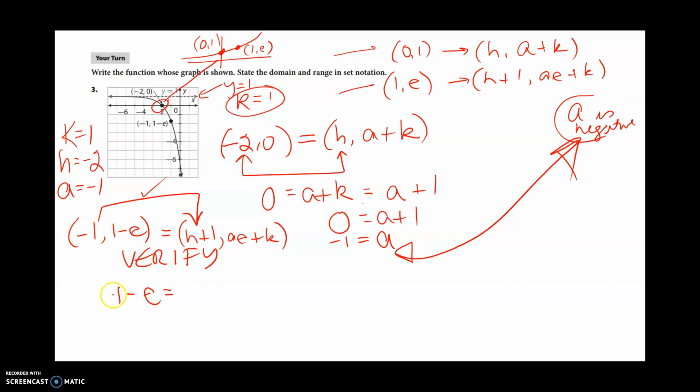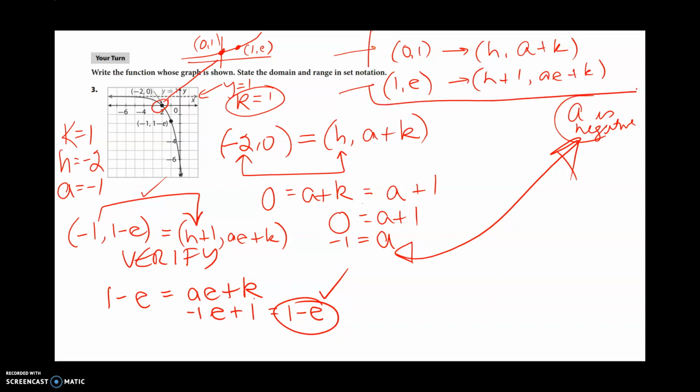Then over here, 1 - e, a is -1. So I missed the -1 there, didn't I? Oops, let me get this right. Do it like this: 1 - e equals ae + k. a is -1, so -1e + k. k is 1. Notice this is 1 - e. It works, doesn't it? So we were able to take 2 points to find the equation.